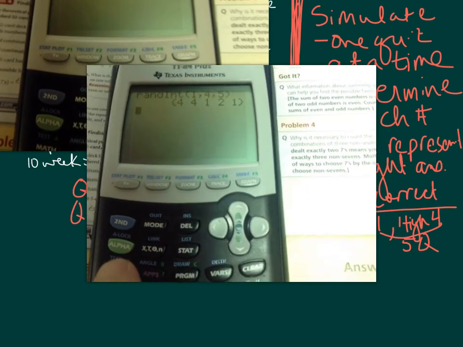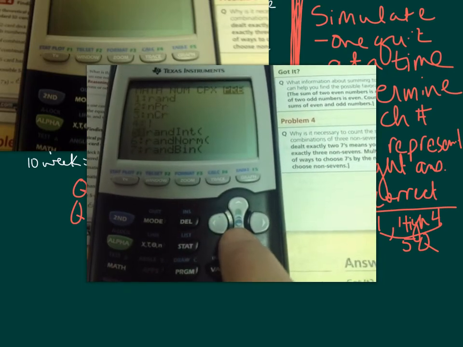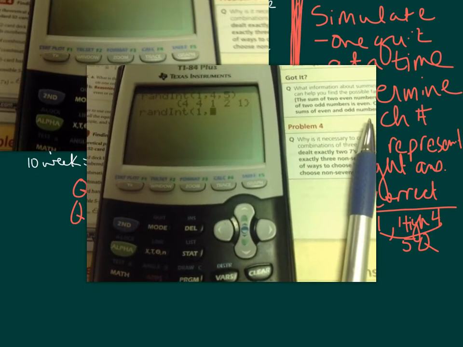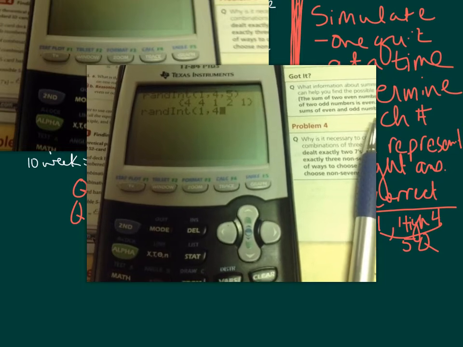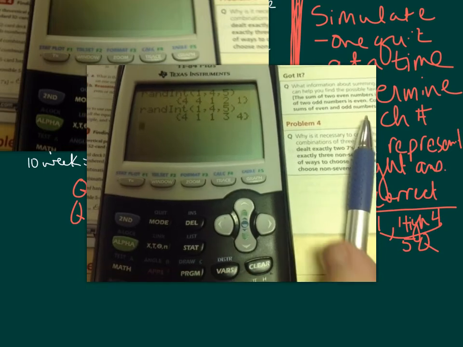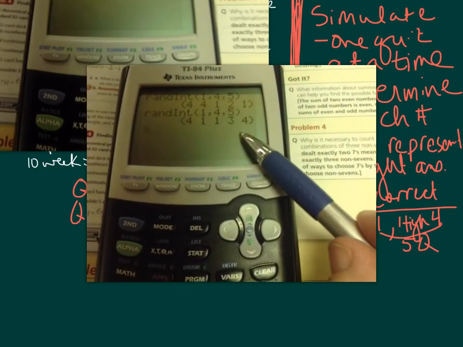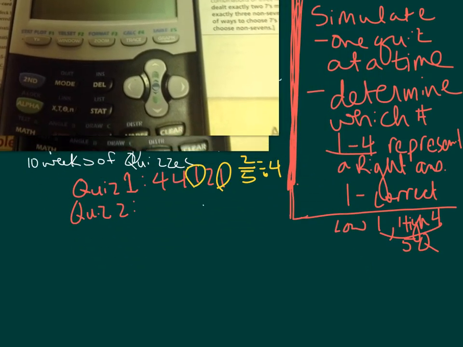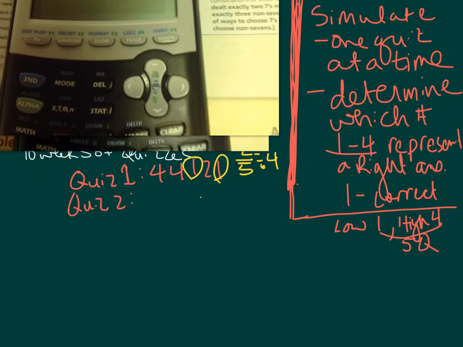So we just go back, math, go down to random integer, and it's the same parameters. We want 1 to be our lowest random integer, 4 to be our highest random integer, and the quiz is still 5 questions long. So we hit enter. This time we get 4, 1, 1, 3, 4. So that means we got 2 again.